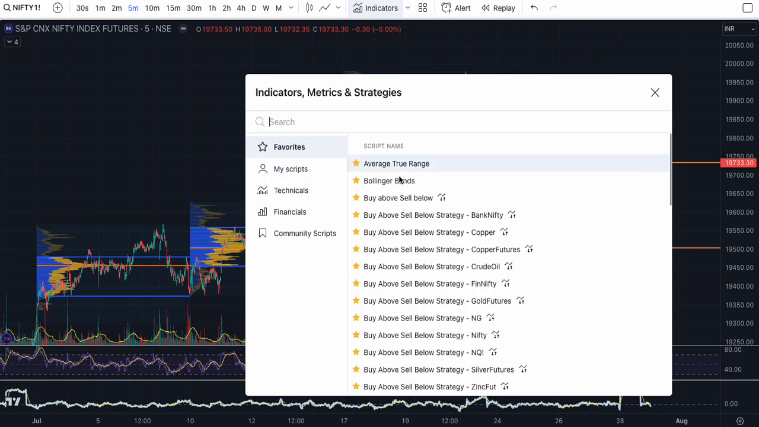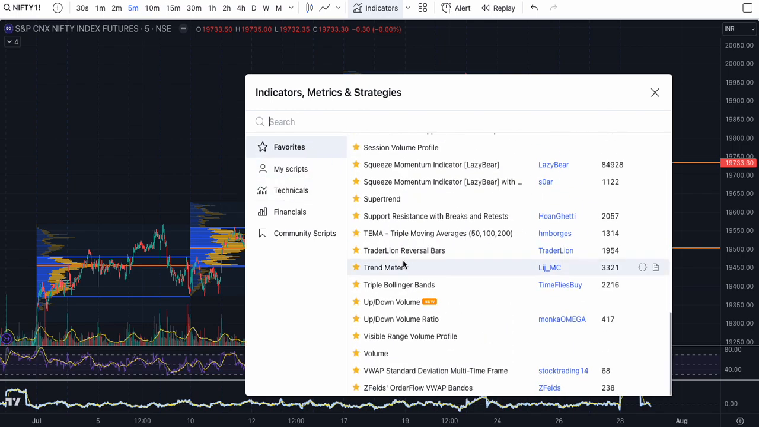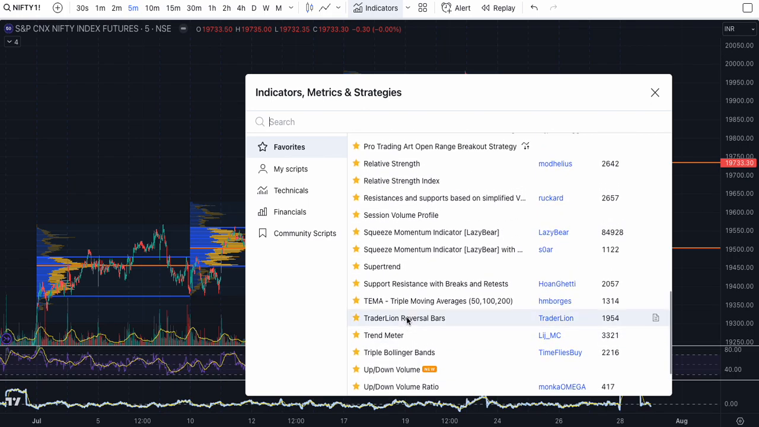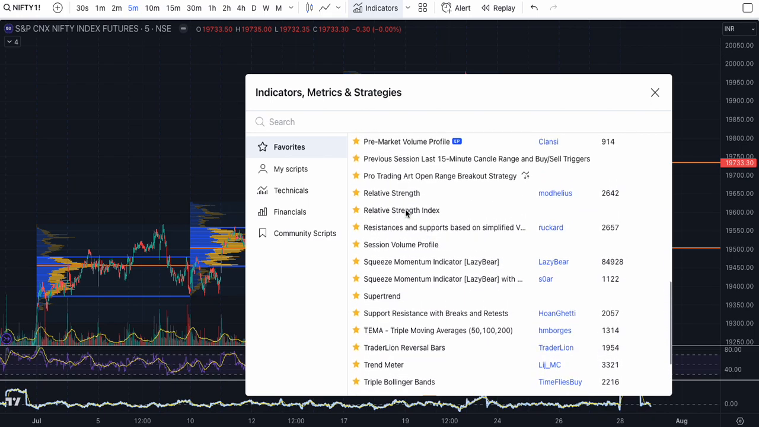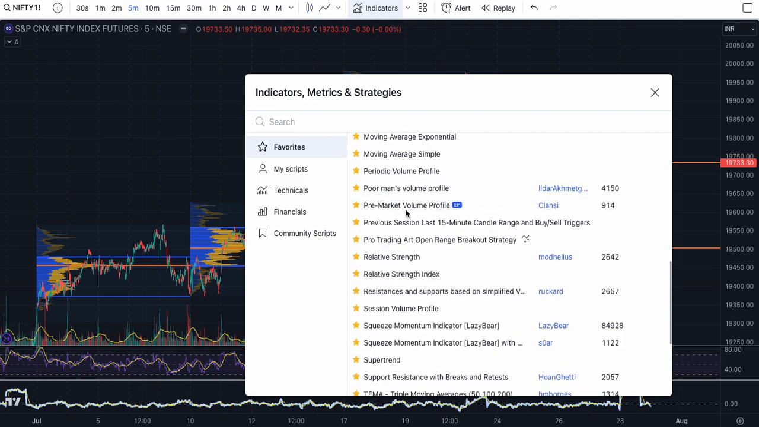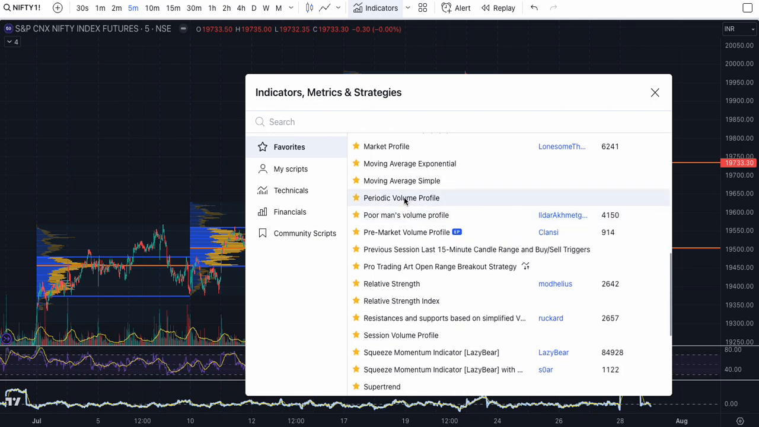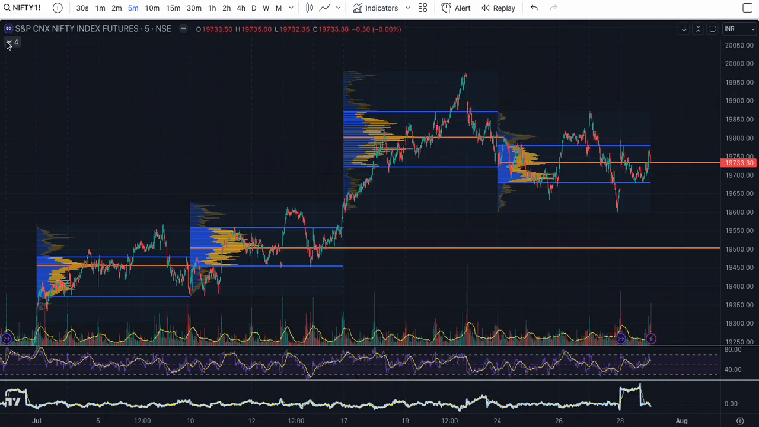These are the favorites that I have, and the one we are talking about right now is the volume profile. There is the visible volume profile, the session volume profile, and the periodic volume profile. This is the one that you need to use, guys: periodic volume profile. I have it set here as my favorite. So if you see here, this is the tool.